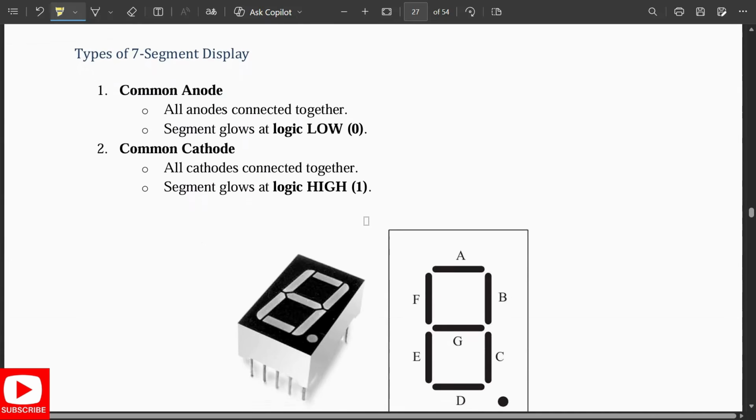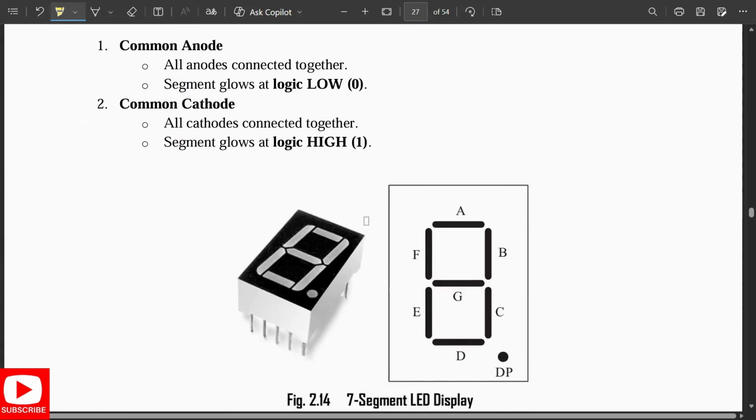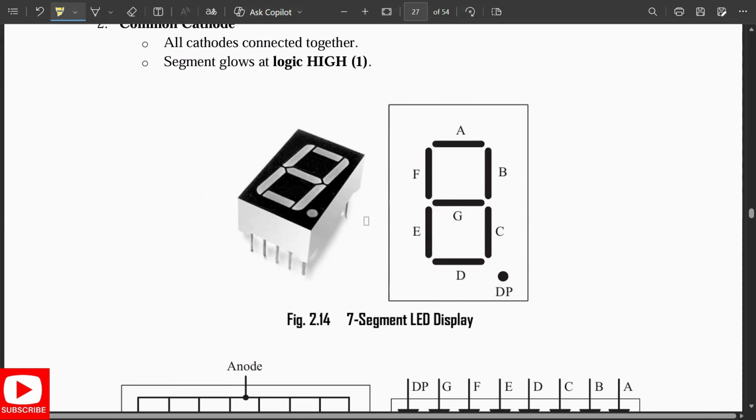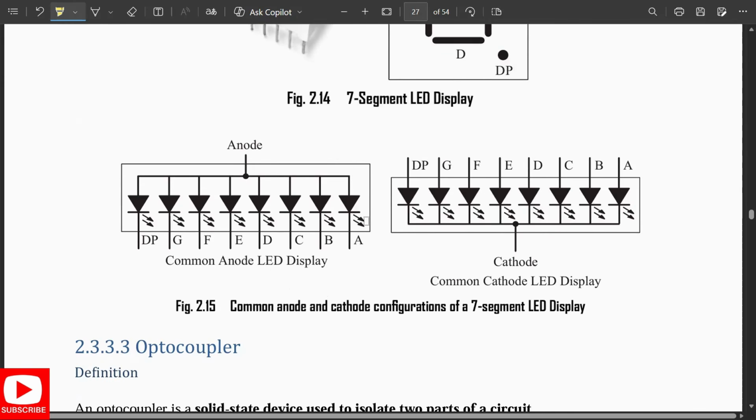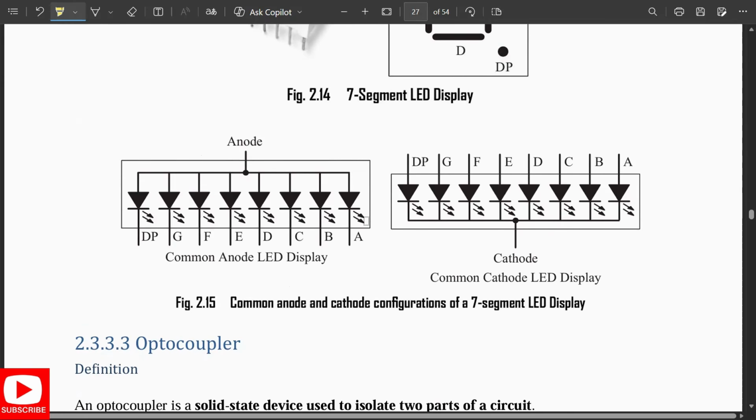So we are having again two types of 7-segment display: common anode and common cathode. In the common anode, it glows at 0. In the common cathode, it glows at 1. So this is a 7-segment LED display, how it looks. And these are the common anode and cathode configurations of a 7-segment LED display.